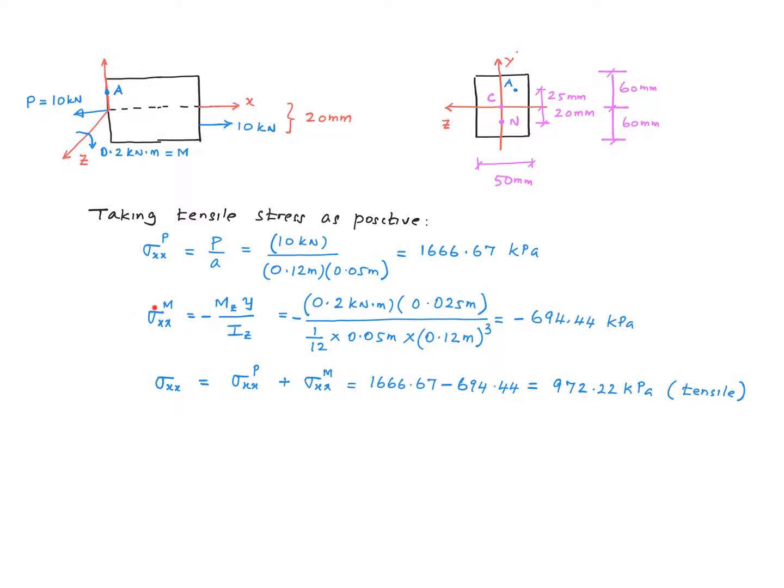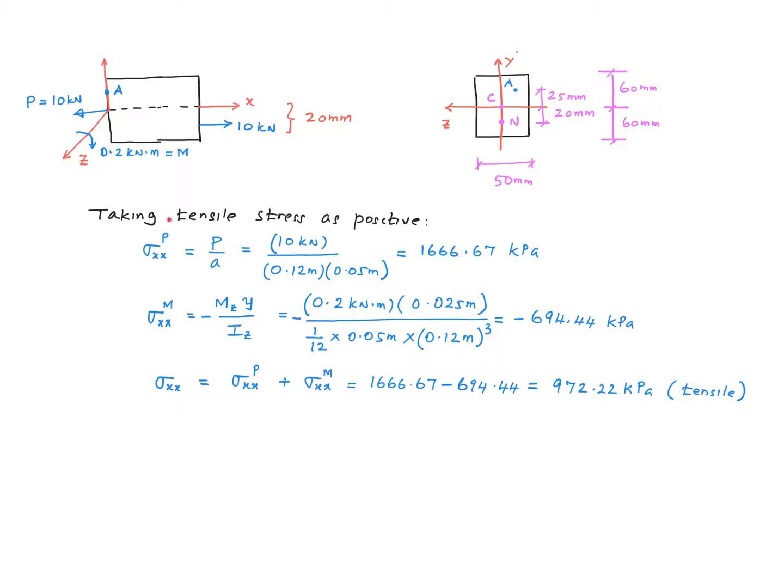Now, due to the direction of the bending moment about the z-axis, the stress at this point is a compressive stress. So we'll put a minus sign in front of that. The magnitude of the stress due to the bending moment is My over I. M here is 0.2 kilonewton meter. Y would be the y coordinate of point A, measured from the neutral axis. That will be 25 millimeter or 0.025 meters. The second moment of inertia about the z-axis for a rectangular cross-section is 1/12 BD cubed. And B here is the dimension parallel to the axis, so that will be 0.05. And D, the depth, will be the dimension perpendicular, that will be 0.12 meter cubed, right? So that gives us a value of minus 694.44 kilopascal.